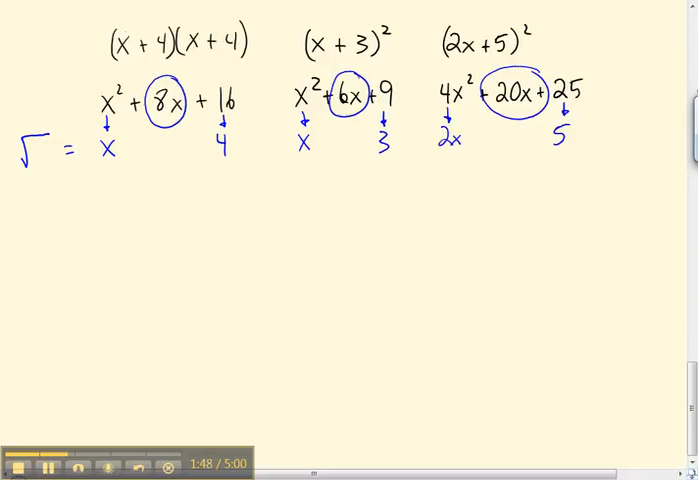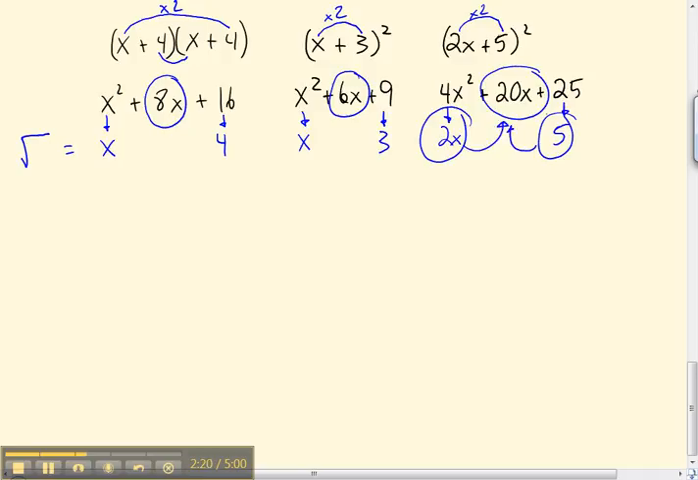To do that, just look here at how we got that number. We went x times 4, which is 4x, plus 4 times x. Or in other words, x times 4 times 2. Or x times 3, which is 3x, times 2. Or 2x times 5, which is 10x, times 2. And so if you can take the square root of the first and last terms, multiply those together, and then multiply that by 2, if it equals the middle term, then that is a perfect square.